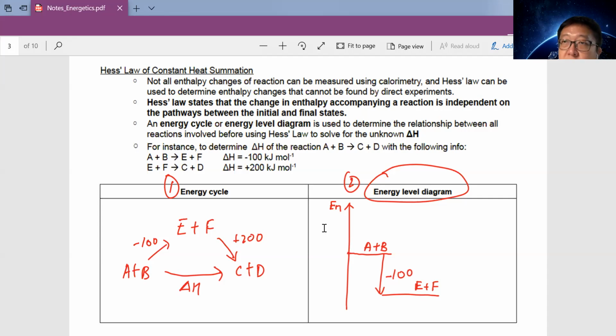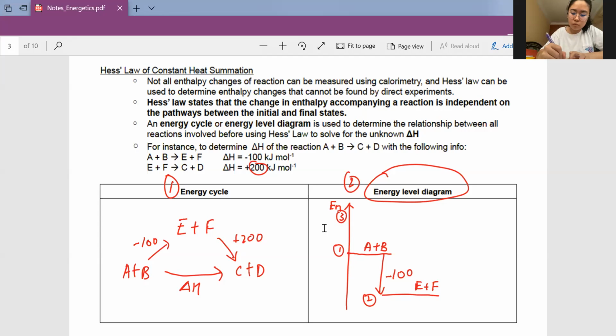Then next, I observe something very interesting. This E plus F go to C plus D is 200. Is 200 bigger than 100? Yes. So level 1 is here, level 2 is here, right? Level 3 must be on top. This is the simplest thing that you must understand and master in energy level diagram.